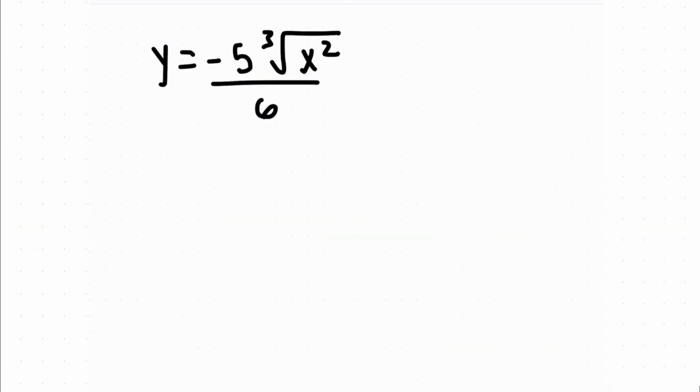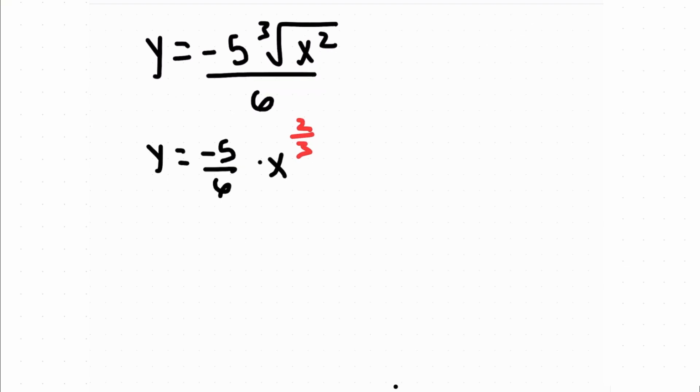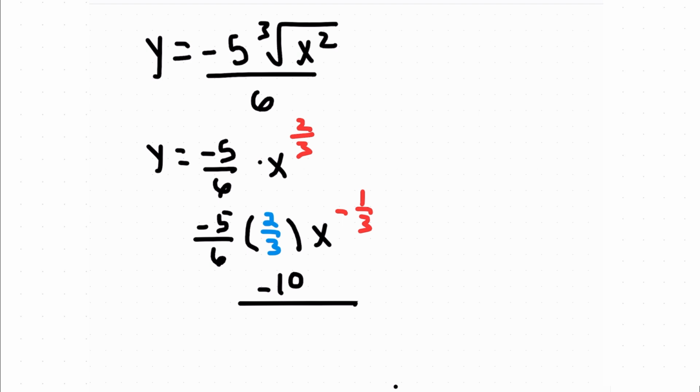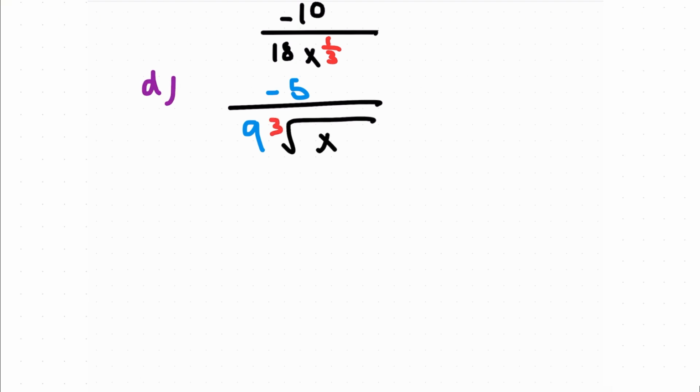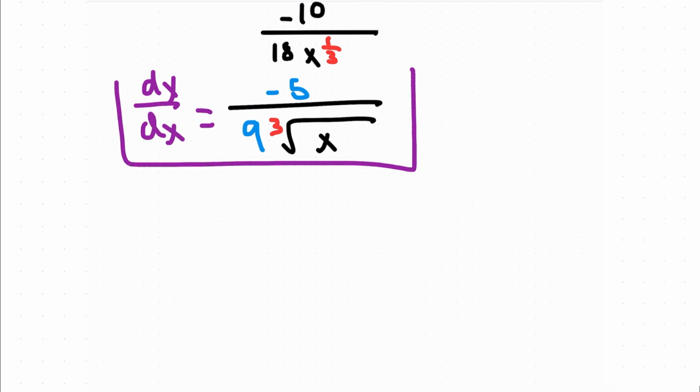For this next problem, we have a radical. Rewrite the radical as an exponent. Move the 2 over 3 to the coefficient and subtract 1 from 2 over 3. Multiply -5 over 6 and 2 over 3. Move x to the -1/3 to the denominator to make it positive. We can rewrite -10 over 18 as -5 over 9 and x to the 1/3 as the cube root of x. And this is our final answer.